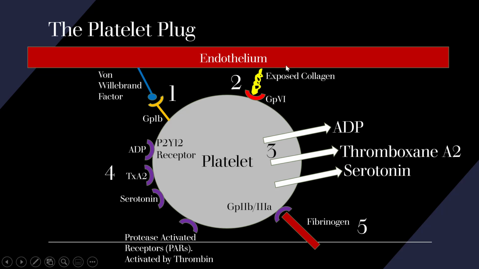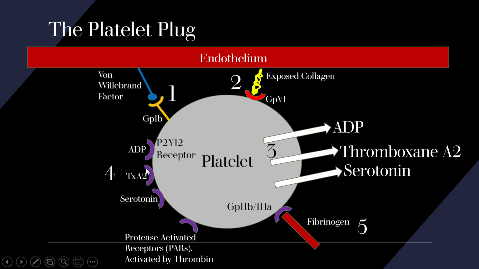Then there's some exposed collagen on the endothelium, because remember, the platelet plug starts when there's endothelial damage. So the endothelium is damaged, and there's exposed collagen that binds to the GP6 receptor. Next, once you have these two connections, the platelet secretes ADP, thromboxane A2, and serotonin. And these create a positive feedback loop. They come over here and they bind to their receptors, and this creates a positive feedback loop. If you remember, thromboxane A2 is the target of NSAIDs.